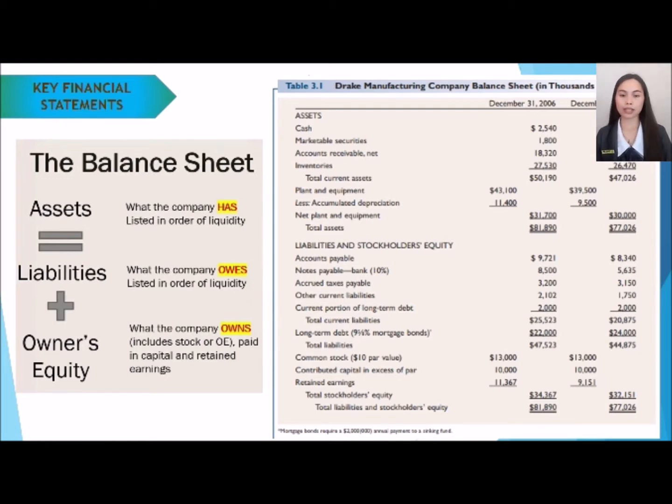So it has total assets of $81,890 for 2006 and $77,026 for 2005. So the same goes for its total liabilities and stockholders' equity.